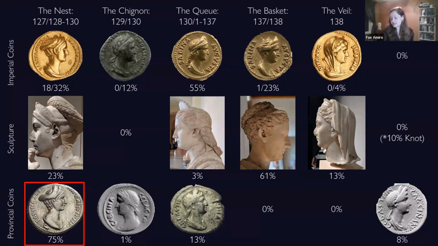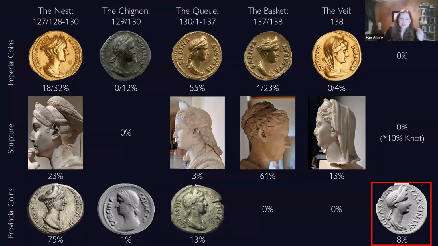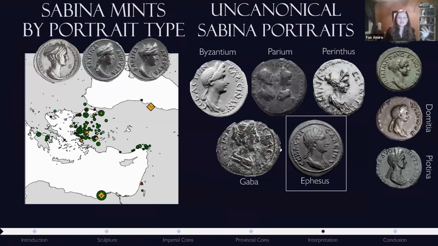And it's also in this context that we can better understand the uncanonical representation. So we have this 8% uncanonical group here. And these are very exciting because, again, they're the only uncanonical ones of Sabina that we can be confident are supposed to be Sabina. And so we can get a sense of what these look like. What are they doing when they're not using imperial models? And what they're doing is using the next best thing, basically.